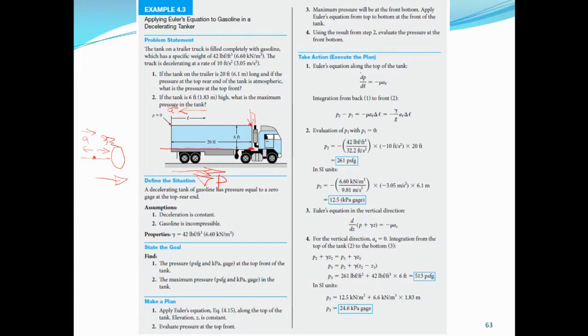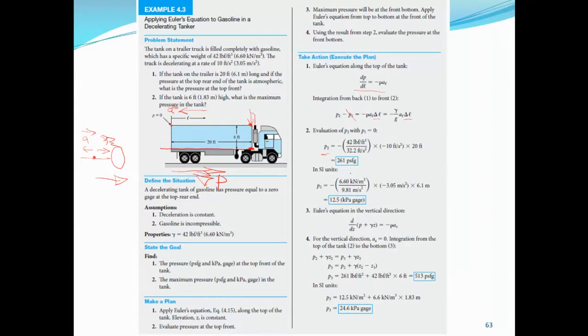Here we apply Euler's equation in one direction, in the L direction, which is simply dP over dL equal to this, and P is the piezometric pressure. Integrating from back to front, we have P2 minus P1, which is the change in pressure, equal to minus rho AL delta L. Delta L is just the length. The acceleration is known, and P1 is 0 because it's atmospheric. So we can find P2.